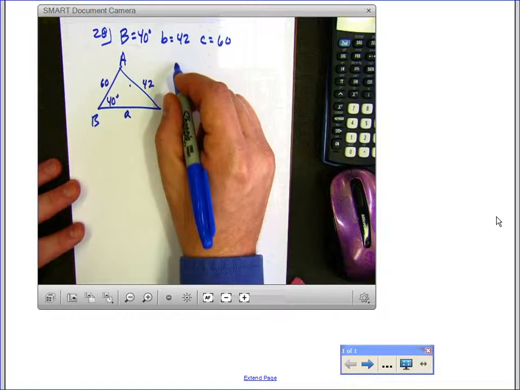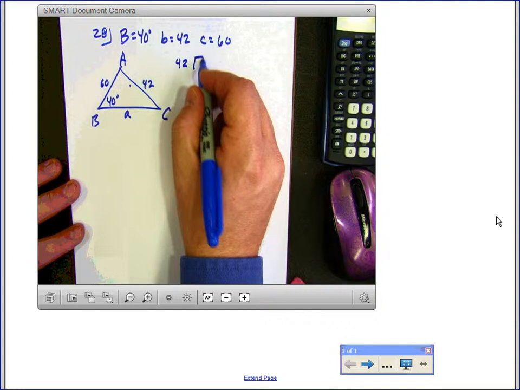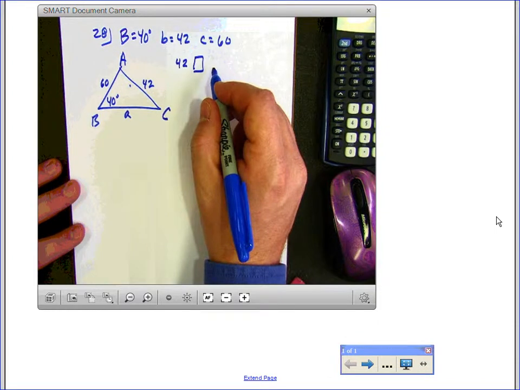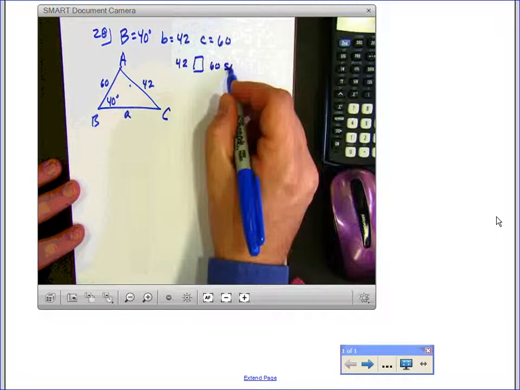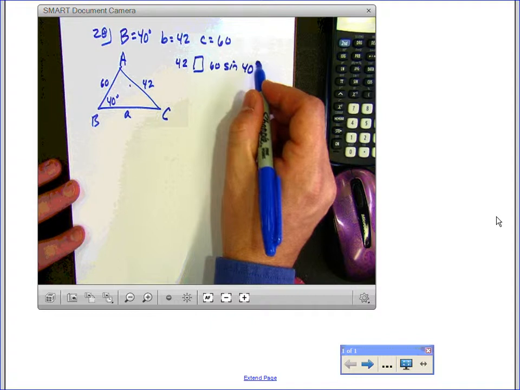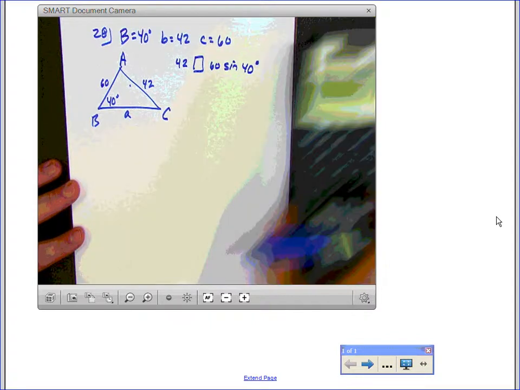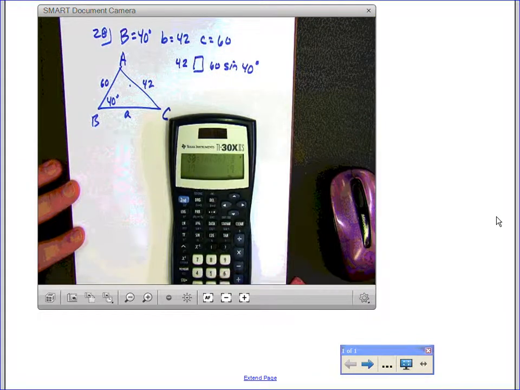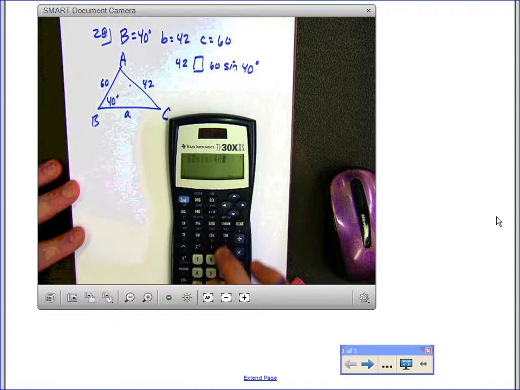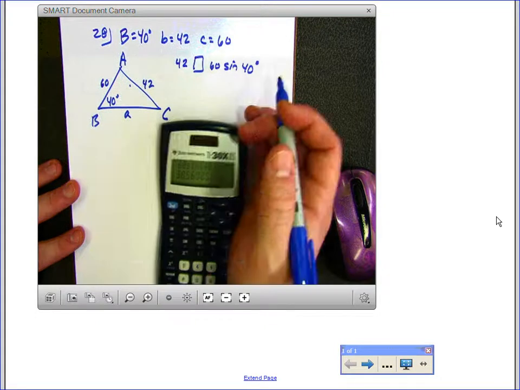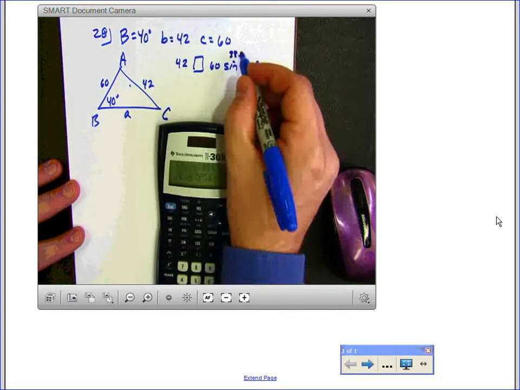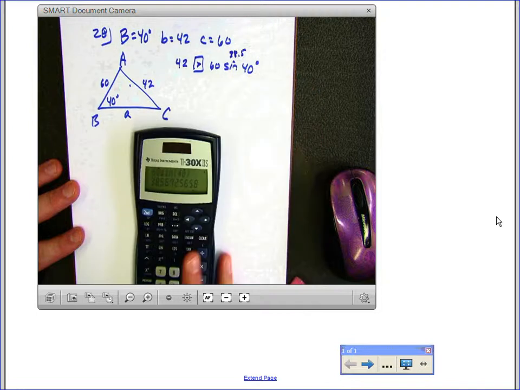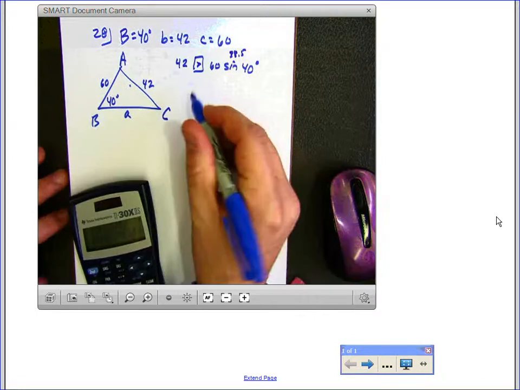Okay. So 42 compared to 60 times sine of 40. Please be less than. Okay. All right. So it's 38.5. Oh, crap. All right. So greater than. So that means we're going to have two triangles.